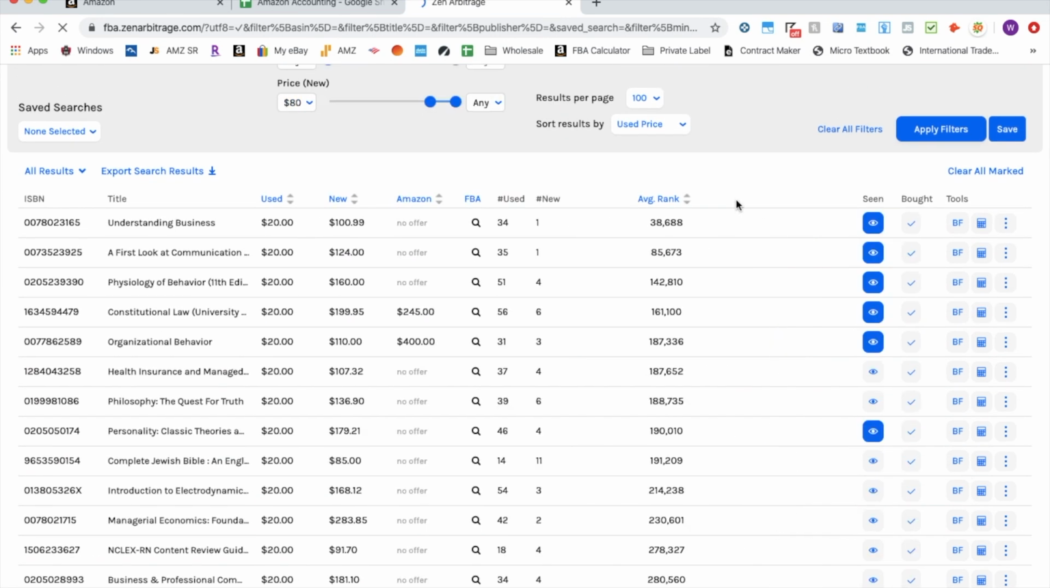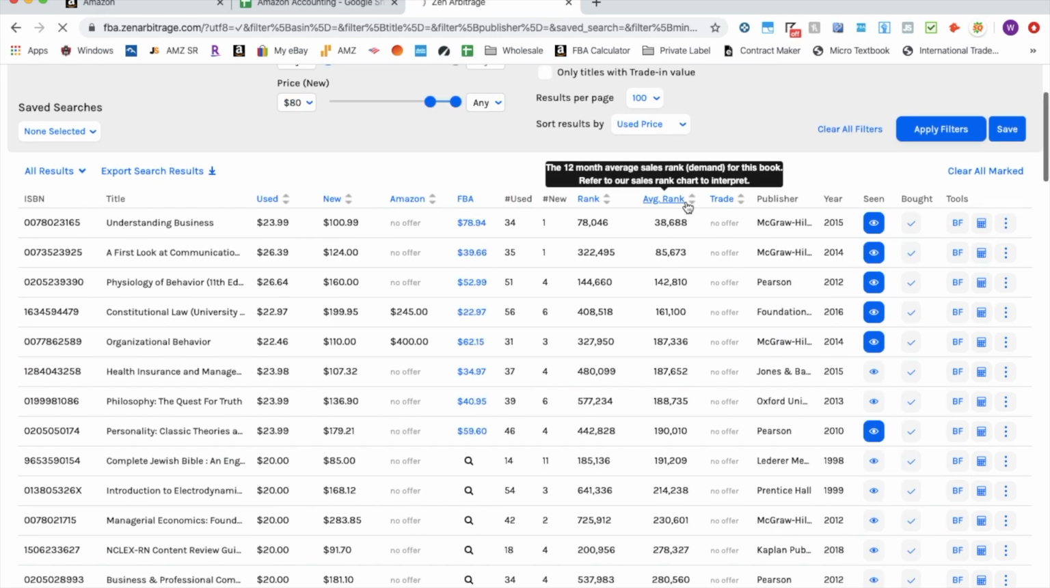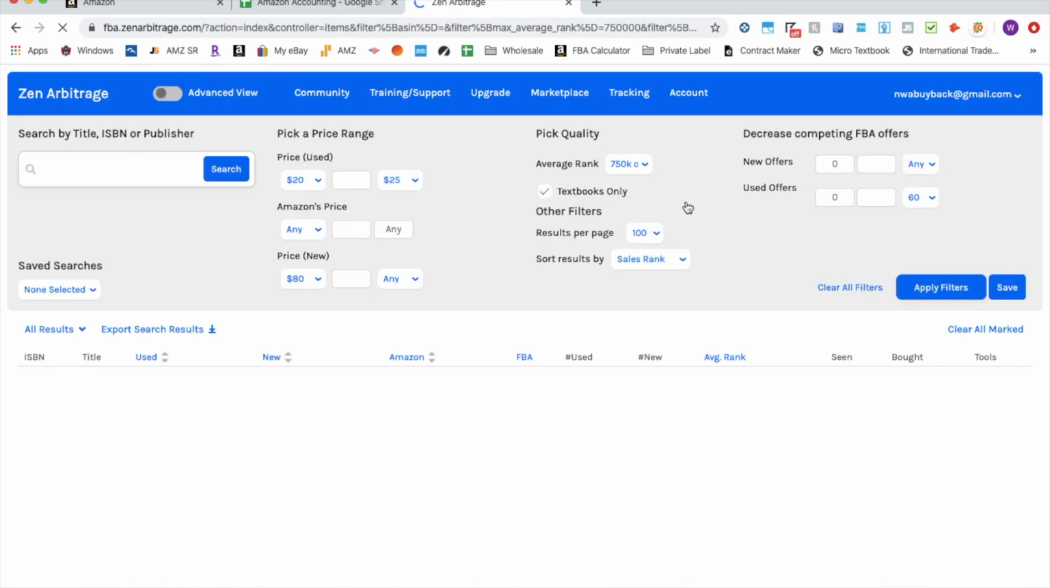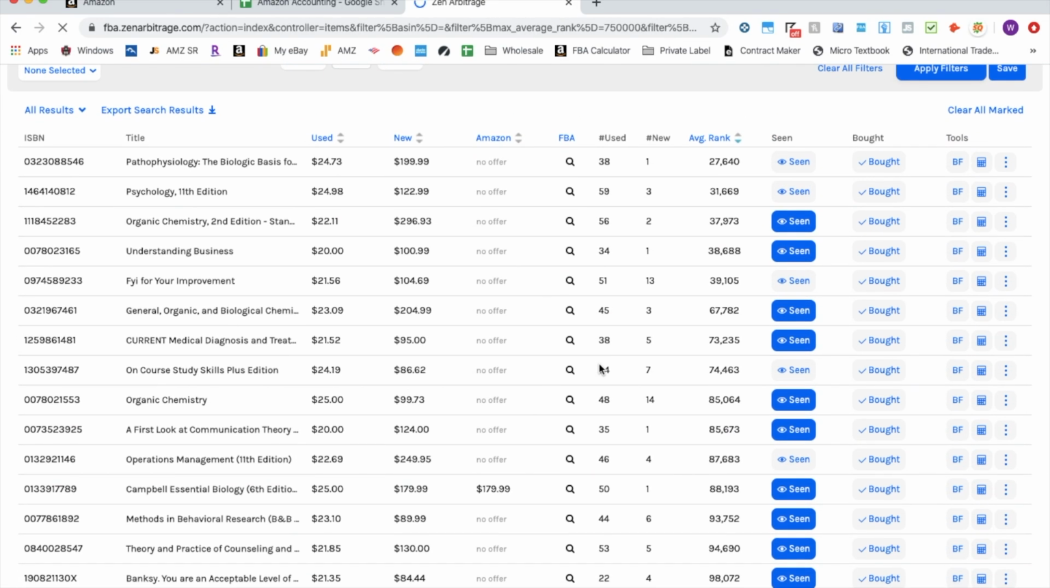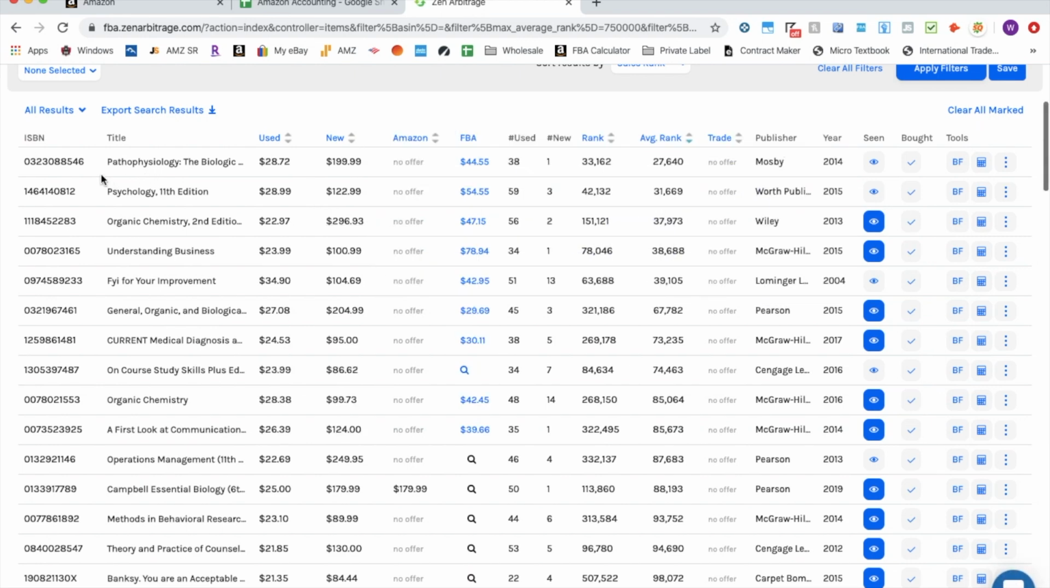and sort by average rank here. Great. Let's see what we can find here. So I'm going to open up some of these in a new tab. If you have a second monitor, that's what I like to do, but I'm going to do it on one screen just for simplicity's sake, to show you guys how it works.